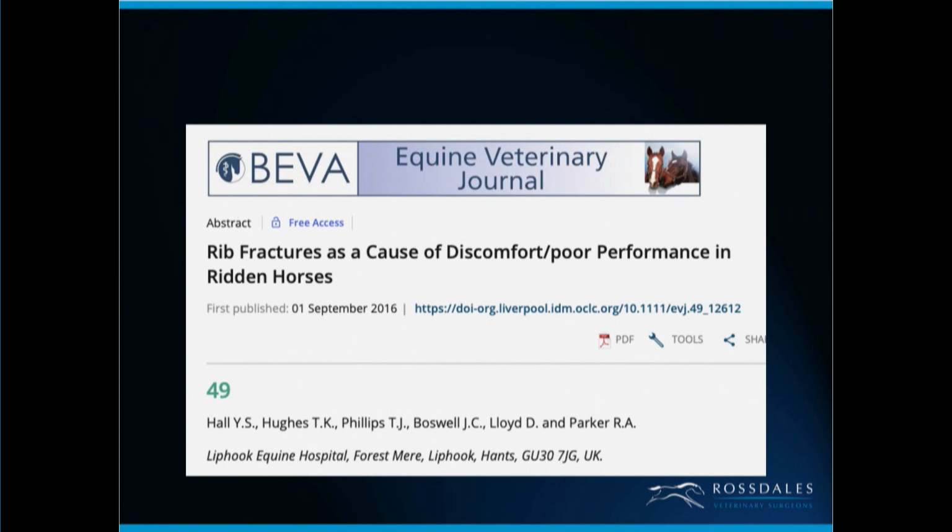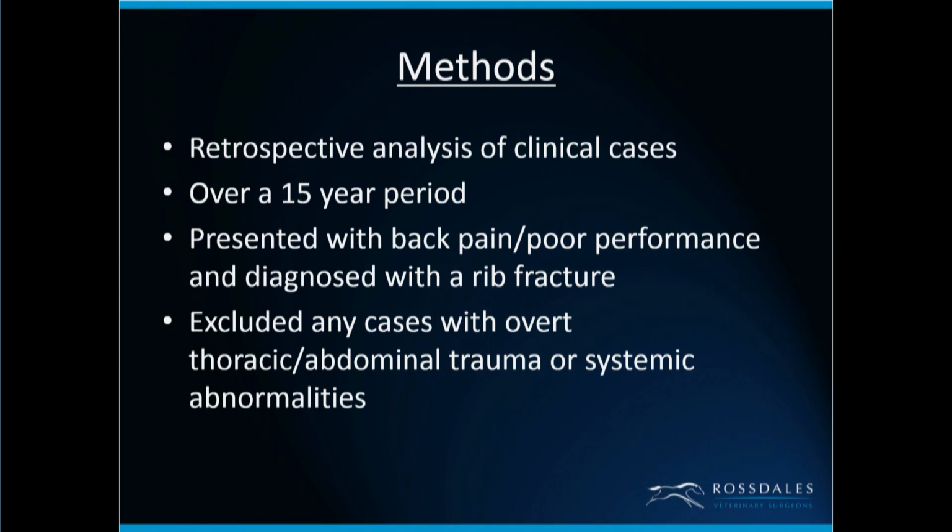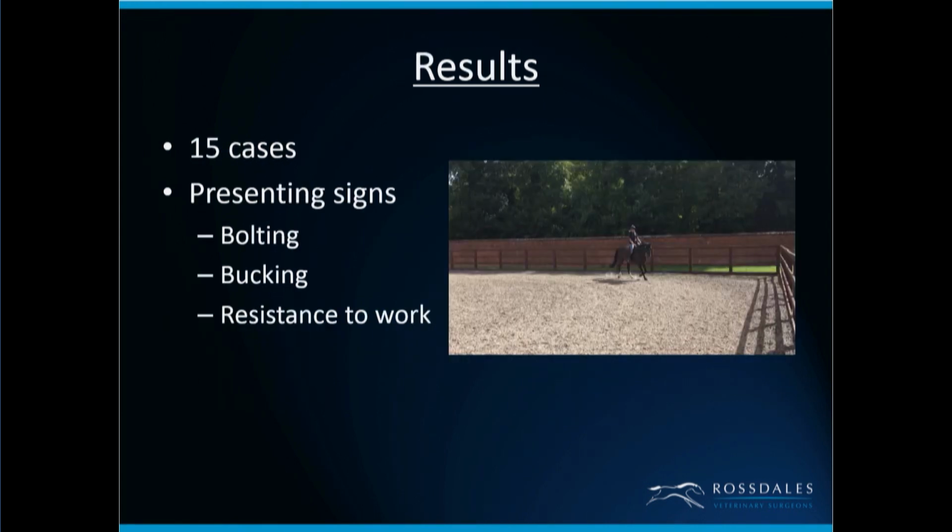Then there was another BEAV abstract presented the same year as the other one, looking at rib fractures as a cause of discomfort or poor performance in ridden horses. Again, it was a retrospective analysis of clinical cases over a 15-year period, but different from the Rossdale's ones. These were presented with back pain and poor performance and diagnosed with a rib fracture, and they excluded any cases of overt thoracic or abdominal trauma or systemic abnormalities. So these were more poor performance cases without any history of trauma. They had 15 cases in total.